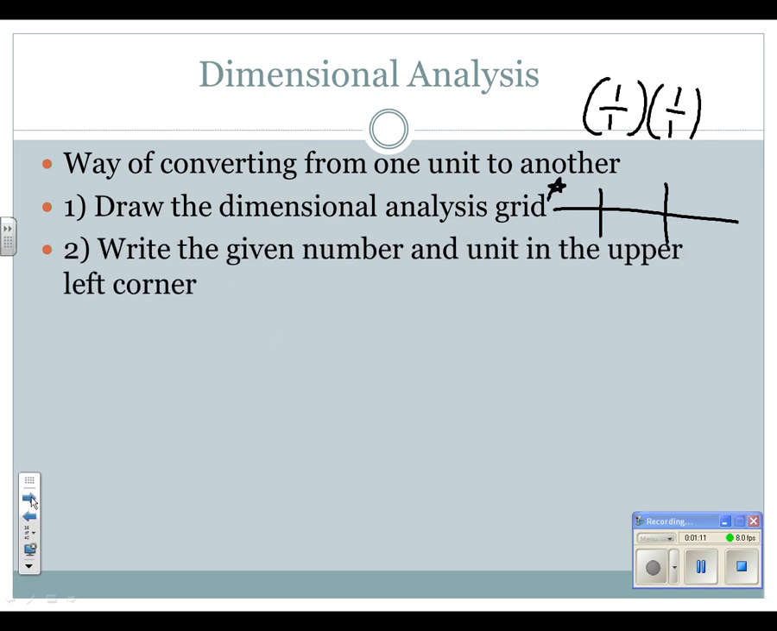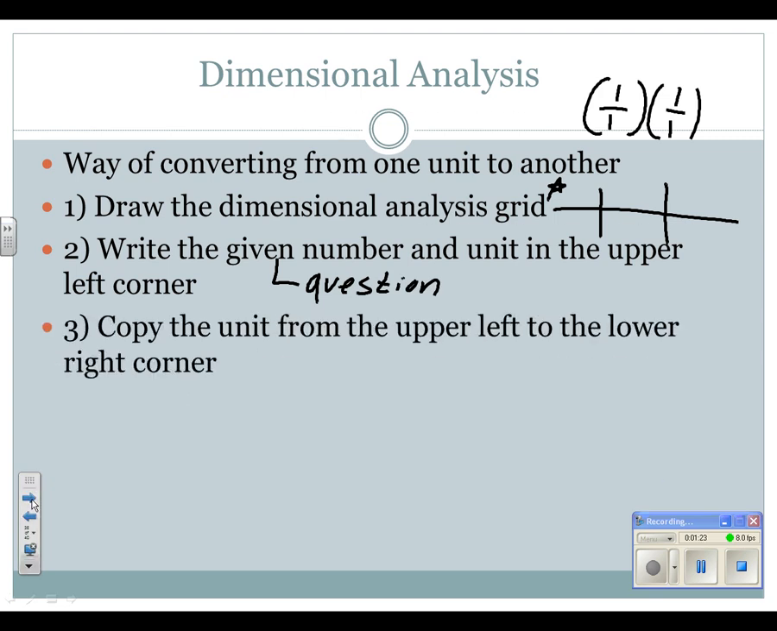Step 2, write the given number and the unit in the upper left corner. The given number is the number in the question. That is your given. You'll hear me say it a lot. Step 3, copy the unit from the upper left corner to the lower right corner. So if we're given 10 grams, that's where we are right now.